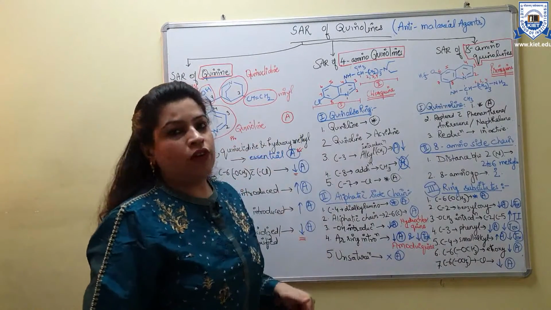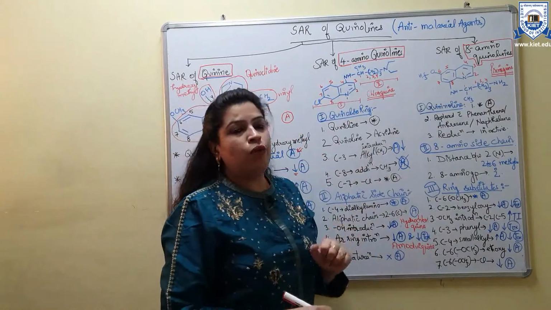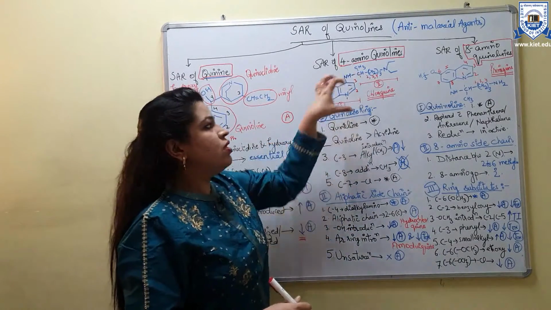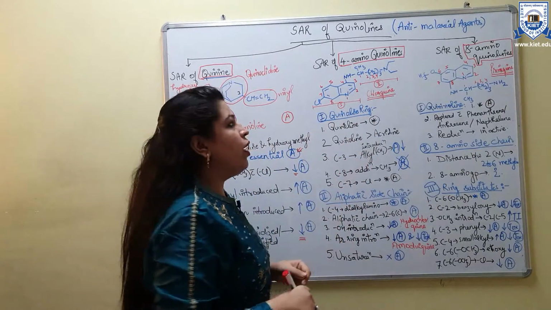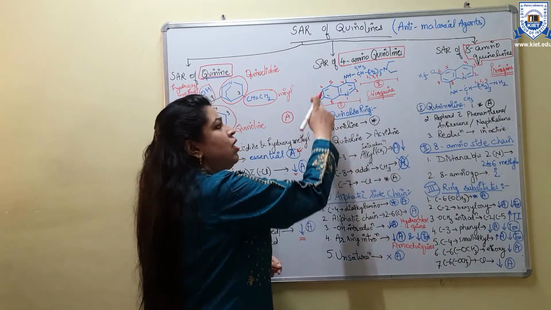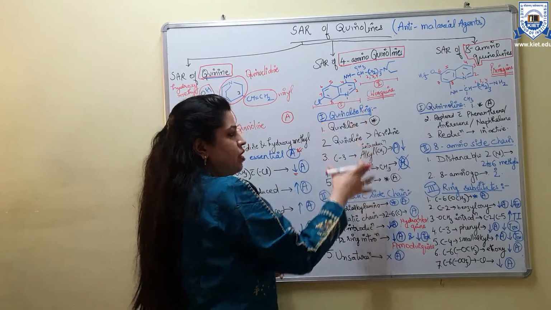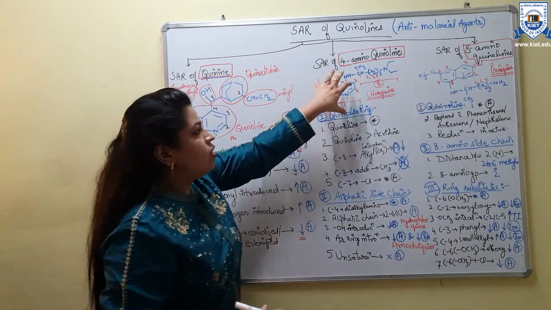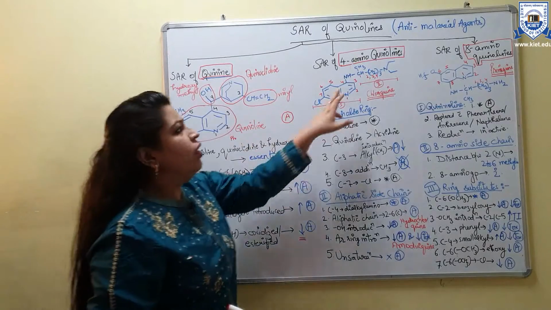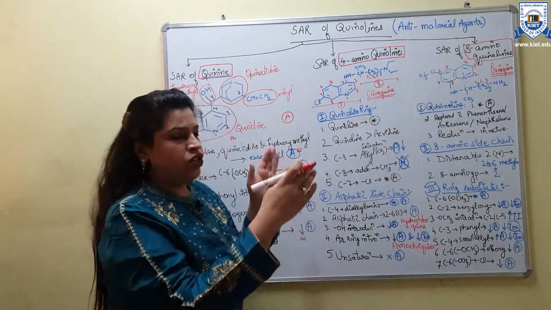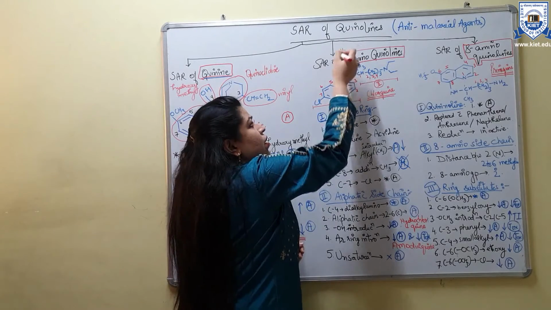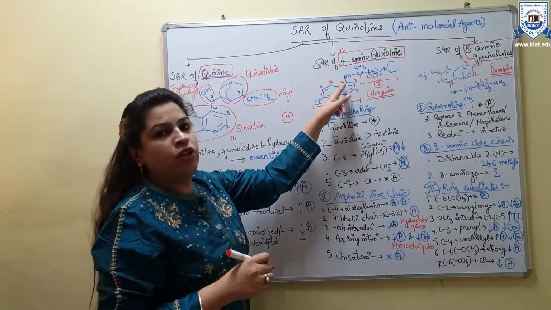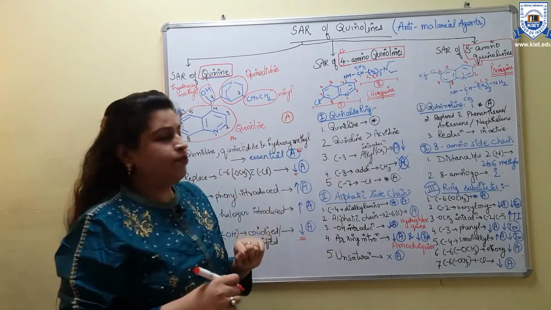Now, let us go for the SAR of 4-aminoquinolines. This is the basic structure of chloroquine, a prototype drug of this class. Here the SAR will be discussed in two main points. First is the quinoline ring. Then the aliphatic chain, which is attached at the 4th carbon, as the name suggests. There is a substitution at the 4th position of this quinoline.